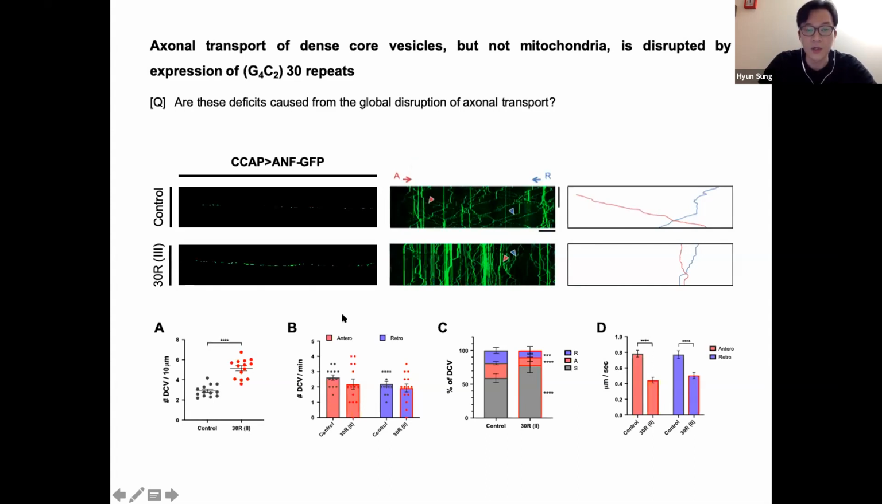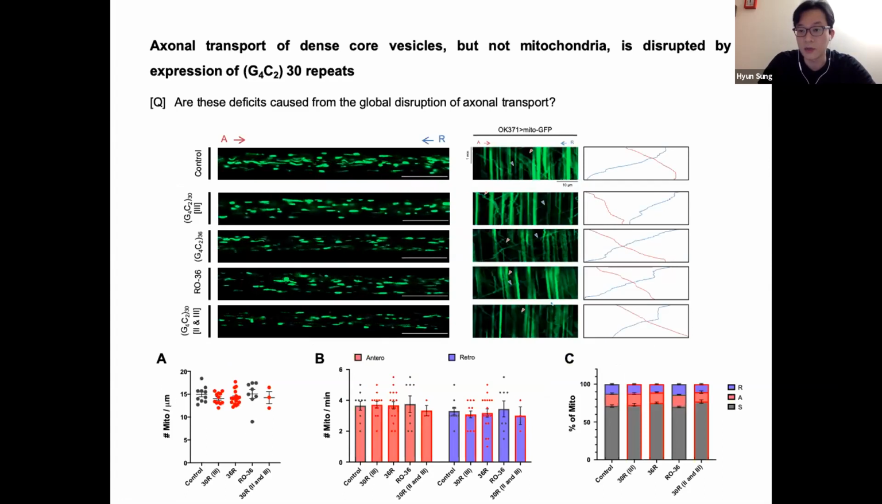And as we can see here, under the expression of the 30 repeats, we do see an increased number, which suggests the accumulation of dense core vesicles. And also, we see disrupted transport movements. However, very surprisingly, in terms of the mitochondria, we don't see any disrupted phenotype.